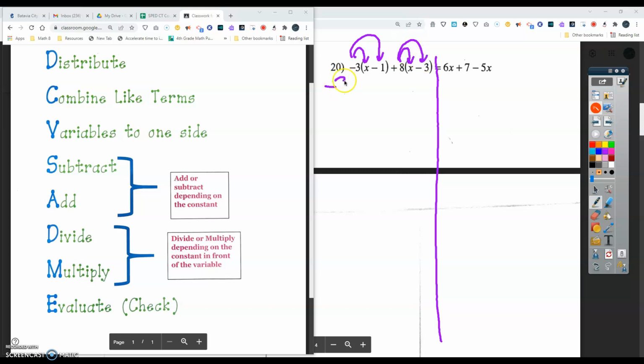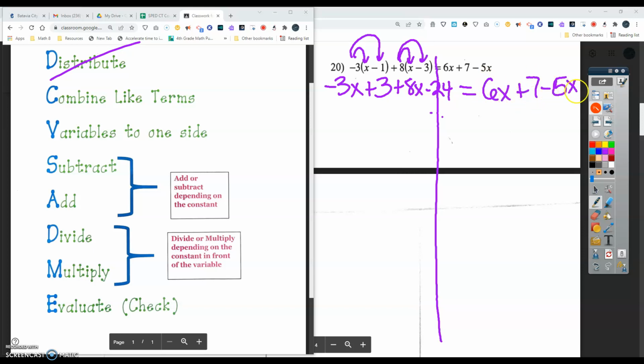-3 times x is -3x. -3 times -1 is actually a +3. +8 times x is 8x. And then 8 times -3 is -24. Okay, so my thing's a little bit off there, but not a big deal. So we have that. We're going to hit an equal sign here. Our distributive property is done. We're just going to recopy what's over here: 6x plus 7 minus 5x.